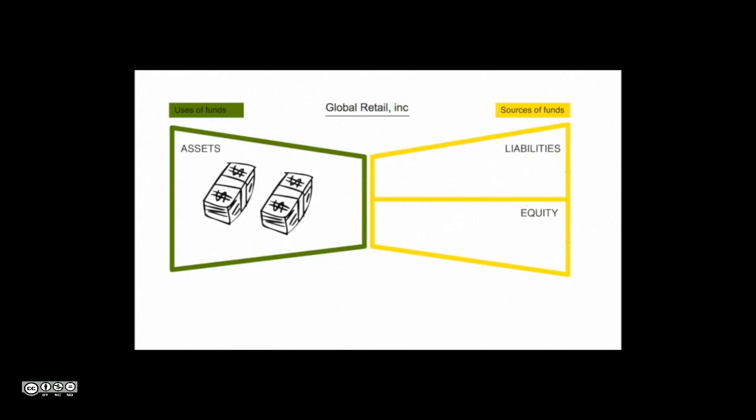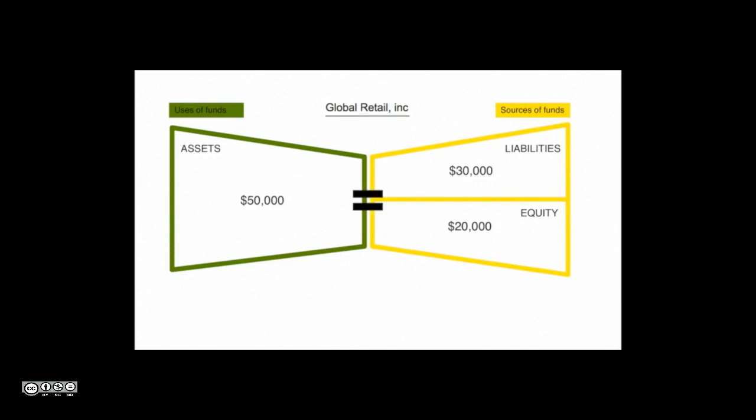Let's now put in some amounts to show a funding scenario. Let's say a lender lends $30,000 of cash and the owners invest $20,000 of cash. Clearly, then the business has $50,000 of assets sitting as cash in the bank. What we immediately see is that the sources of funds are equal to the uses of funds. The liabilities and equity amount to $50,000 and the assets do too.